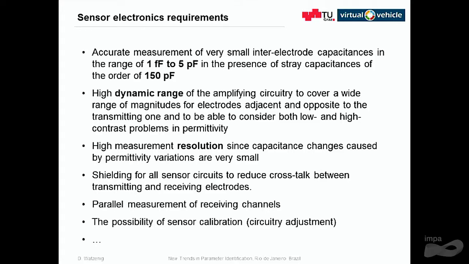Then, of course, we need a high dynamic range. What I mentioned before is that we have to cover permittivities from 1 up to 90, for instance. That means we need a dynamic range there. Of course, we would like to have a measurement resolution which is quite high, which hopefully helps us later on in the reconstruction, so that we also can come up with a resolution which is also quite high.